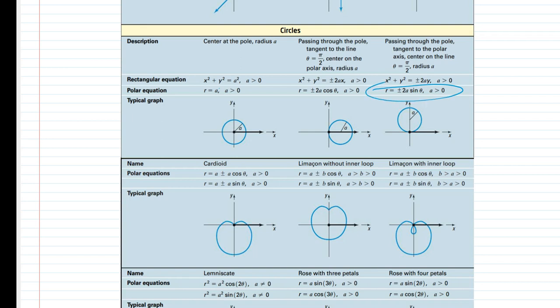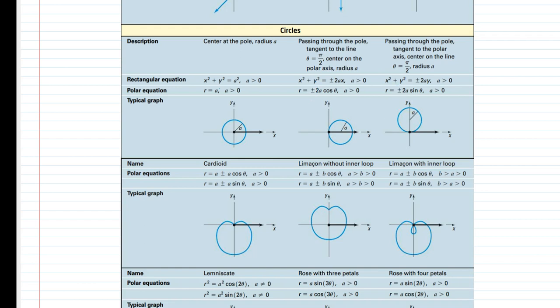Then you go to a sine theta, so you're going to get a circle that's either up here or down here. With cosine theta parameterization, your circle could be on the right side or on the left side, depending on whether you have a plus or minus. That's what the plus minus does.